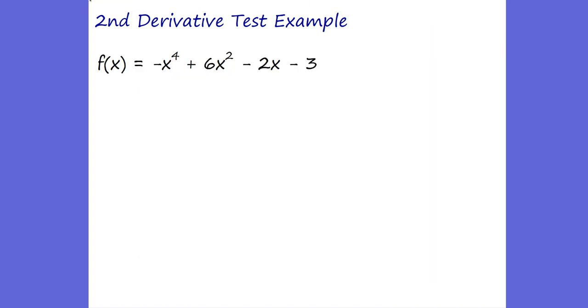Another one is, let's say they give us our function, f of x equals negative x to the fourth plus 6x squared minus 2x minus 3. What's the first thing we do? We take our derivative. We use the power rule. We get negative 4x cubed plus 12x minus 2. And we're going to set that equal to 0.